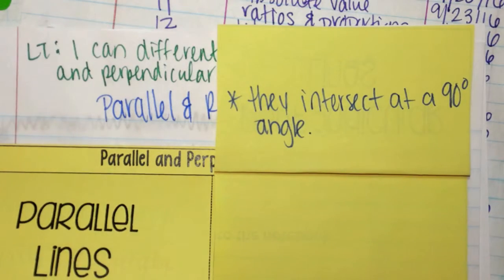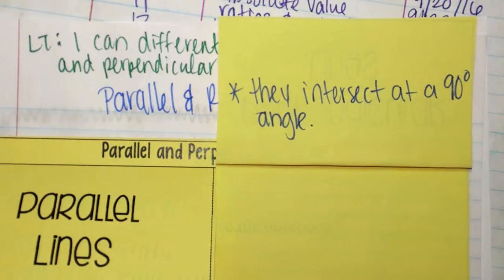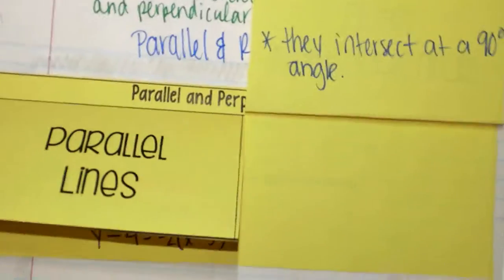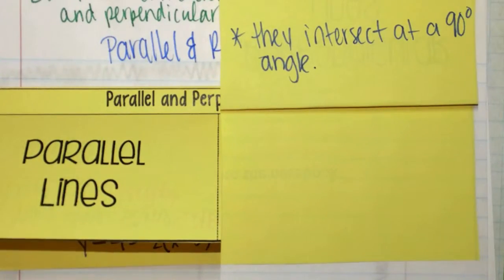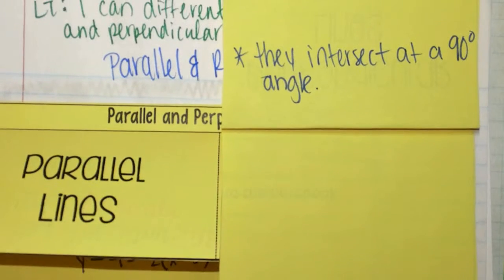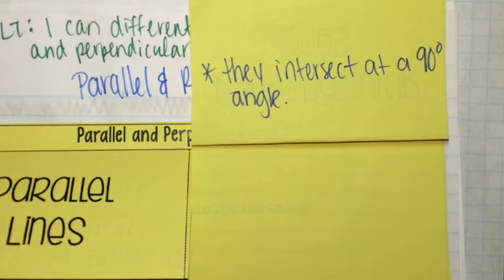Now, if they intersect, can they have the same slope? No, they cannot have the same slope if they intersect. If they have the same slope, they're parallel and they never touch. So we have to figure out what kind of slope they have. Does anybody think they might know?